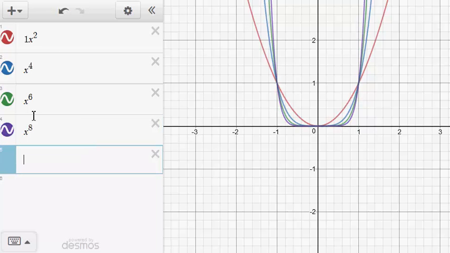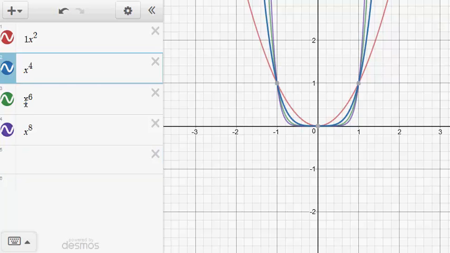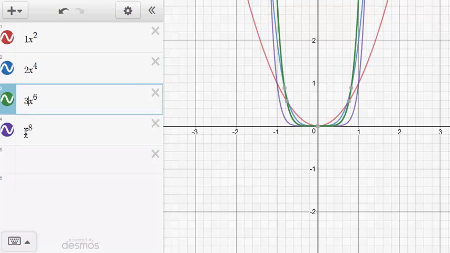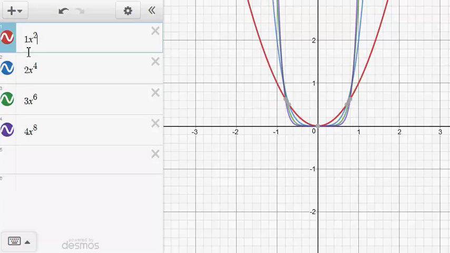Notice as the powers get larger that the graph gets flatter near the x-axis. But what's important for this video is that the end behavior remains the same. As long as the value of k is some positive number, in fact I could have made this 2 or 3 or 4, as long as I replaced k with a positive number and replaced the value of p with an even whole number, I get that the ends of the graph both point up.